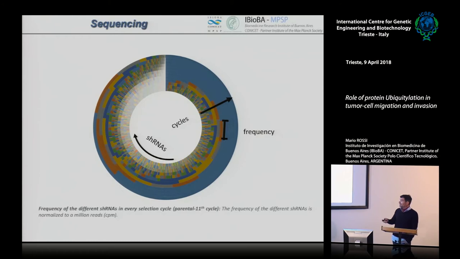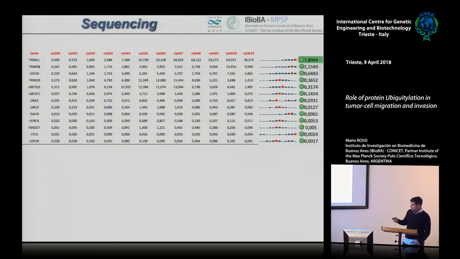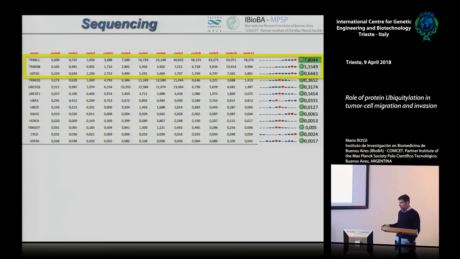But then things start to look a little bit odd. This is the same as before, where each layer is a cycle of selection, and each bar is an shRNA. You can see the frequency before selection, there are a lot of them. As you go through the selection process, there is one that is taking over most of the variability. If that had not been an off-target effect, we would have been very happy. But as usual, that was not the case. And what we saw is that after 11 cycles, there were three of them accounting for 90% of all the shRNA that were present.